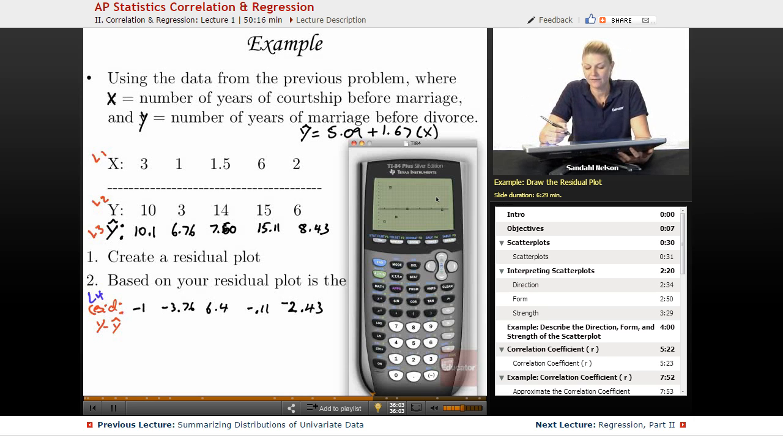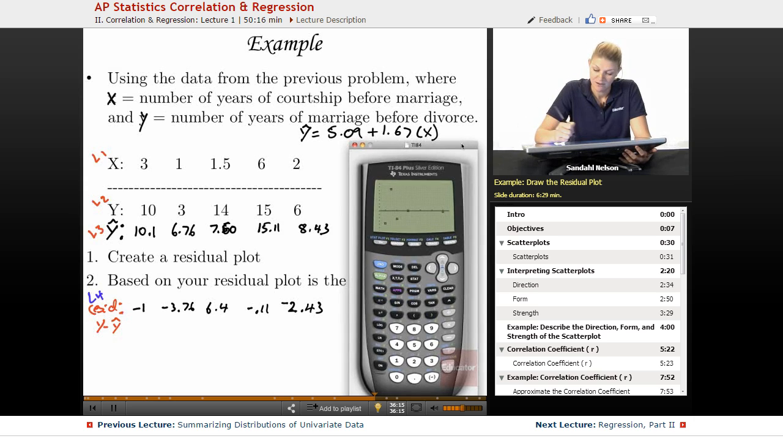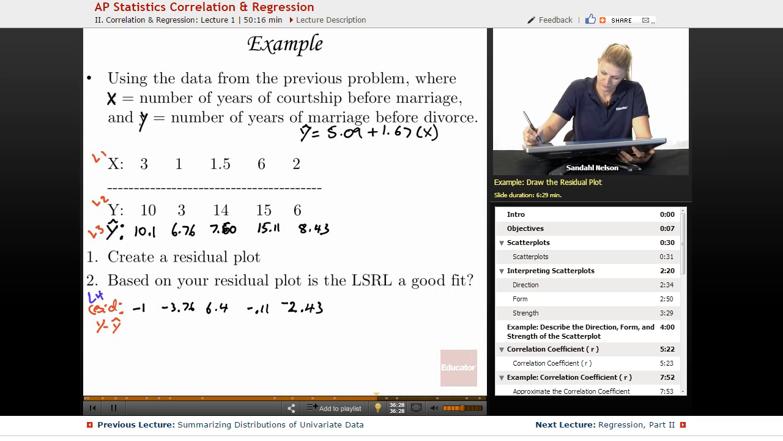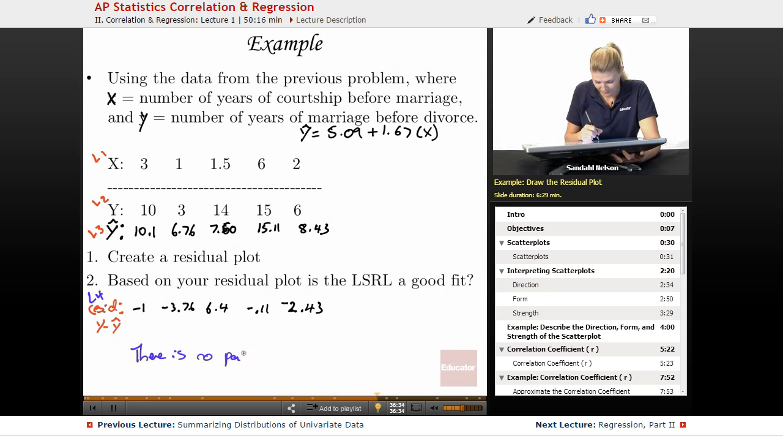This is a kind of hard residual plot to interpret because we really only have 5 data points, which isn't enough to do regression with, but we are in this example problem because I don't want to have to keep typing hundreds of numbers while you watch me. Okay, so here's our residual plot. All we want to know is that there's no pattern. And with this few numbers, I would say there is no pattern in the residuals. So the least squares regression line is a good fit.